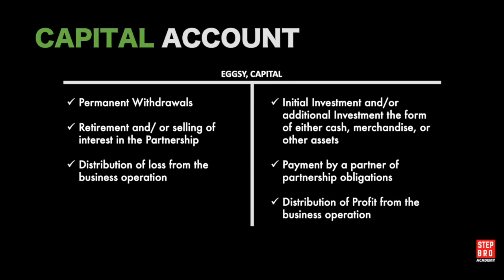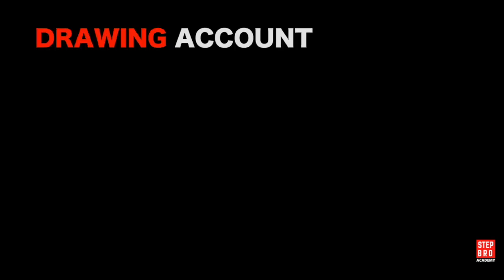Lastly is the distribution of profit. Just like the distribution of loss, this is shared among the partners. When a business operation results in a profit, partners would then divide these profits among themselves according to the agreement of the partnership, therefore increasing their capital accounts. So the next is the drawing account.